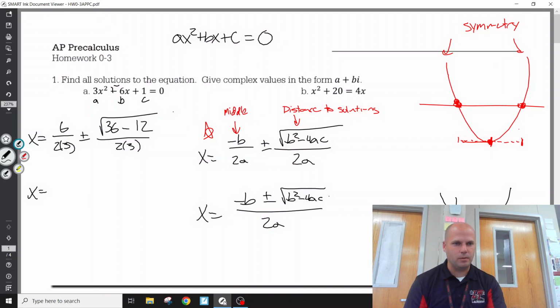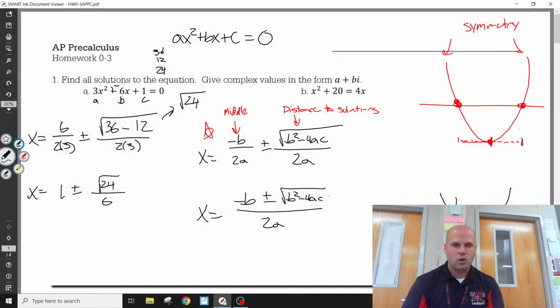Okay, now what am I going to do? I'm going to simplify the 6 over 6. I mean, you can do whatever you want, but with order of operations you probably work on the bottom first. 2 times 3 is 6. So I get 6 over 6, which is 1. This becomes, and I'll do this work on the side, the square root of 36 minus 12. If you have to do it up here, do it. You're not going to have a calculator. You get 24. Okay, so I got the square root of 24 over 6.